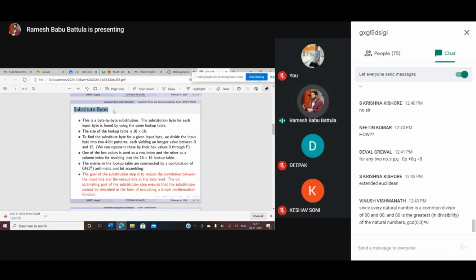That lookup table consists of the values from 0 to F. That means the AES algorithm is completely designed based on hexadecimal values. I told you the starting point also; they used hexadecimal values only. So one input byte consists of 2 hexadecimal values. One tells the row information, the other tells the column information, and you have a 16 by 16 table. You go and look into that, find the appropriate byte, and substitute that byte instead of the existing byte.